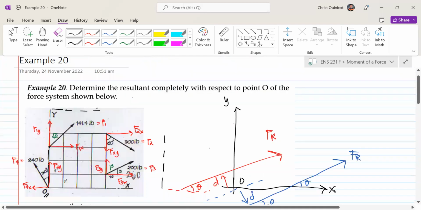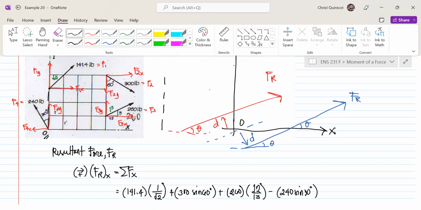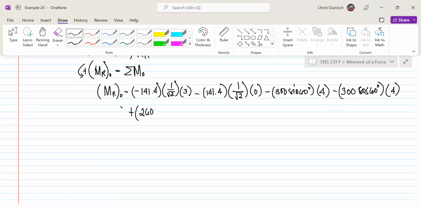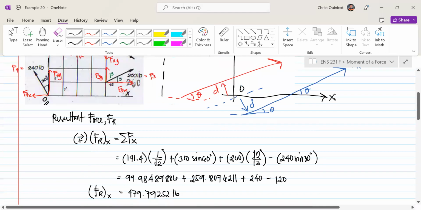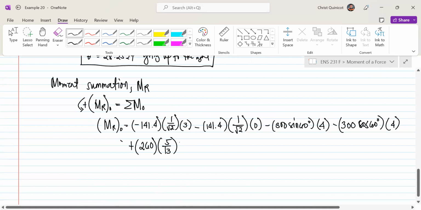Okay, next, so we have accounted F sub 2. Let us do F sub 3. Now, the y component of our F sub 3 is going up, so it creates a counterclockwise moment. So that's 260 times 5 over 13. So that's plus 260 times 5 over 13, and the perpendicular distance is still 4, times 4.